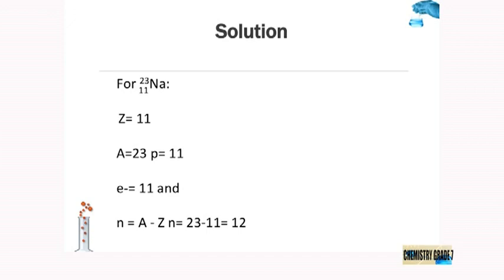We know that A equals P plus N. So if we rearrange that formula, we get 23 minus 11 equals 12. 12 neutrons. Because this atom is chargeless, we know that the number of protons equals the number of electrons. So there are 11 electrons.